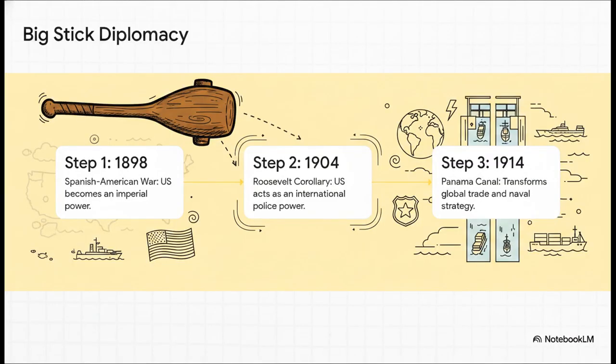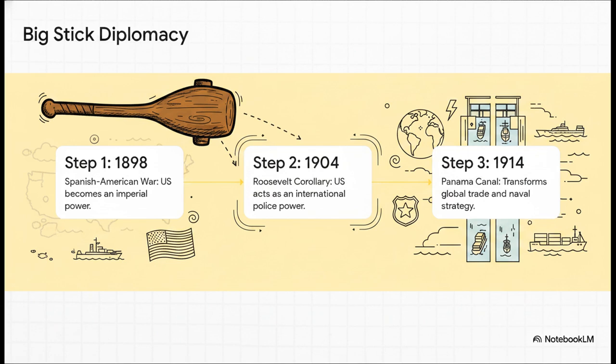You've probably heard President Theodore Roosevelt's famous quote, "Speak softly and carry a big stick." Well, he sequentially transformed the U.S. into an international police power in 3 main steps. Step 1, the Spanish-American War in 1898 makes the U.S. a true imperial power, snatching up territories like Puerto Rico and Guam.